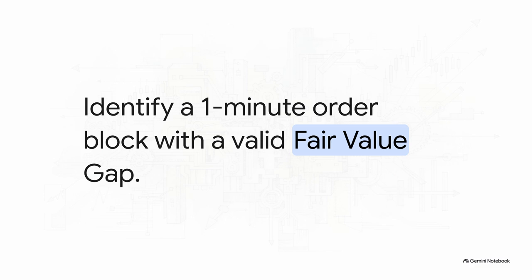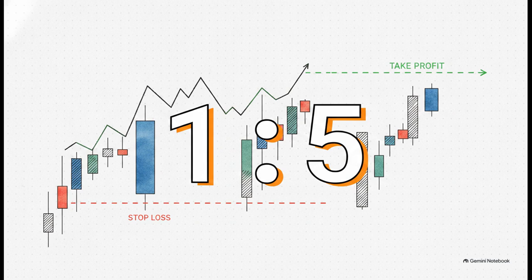Notice what we're doing here. We are applying the exact same 3 golden rules, just on a microscopic scale. We want that sweep of liquidity, that break of structure, and that imbalance. That tiny, precise gap is exactly where our limit order goes. We're letting the fractal nature of the market work for us. This strict mechanical approach allows for an incredibly tight stop loss, tucked safely right below the 1-minute block.